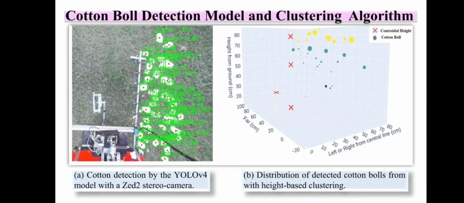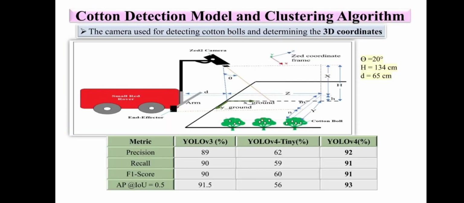Basically, in this project we have used a deep learning model, that is YOLO V4, you only look once, for cotton ball detection, which is highly effective for real time accurate identification of cotton balls. For clustering, hierarchical agglomerative clustering is employed to group the detected balls into harvestable clusters, which improves harvesting efficiency by allowing the robot to collect multiple balls in a single pass.